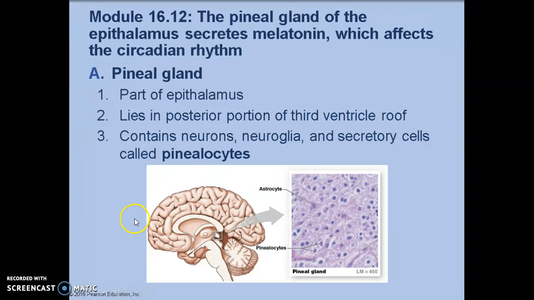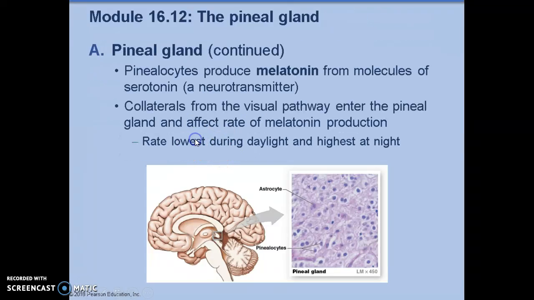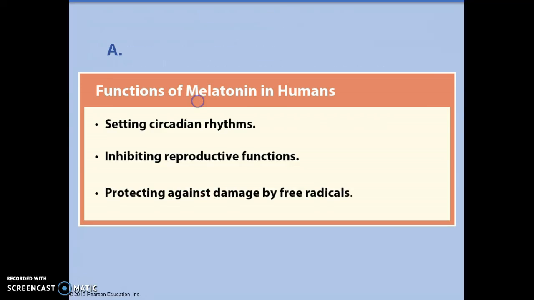The pineal gland of the epithalamus secretes melatonin, which affects the circadian rhythm. That's about all you need to know. And that melatonin is produced from serotonin. And that's really about it. Well, the rates are low during the day and high at night.